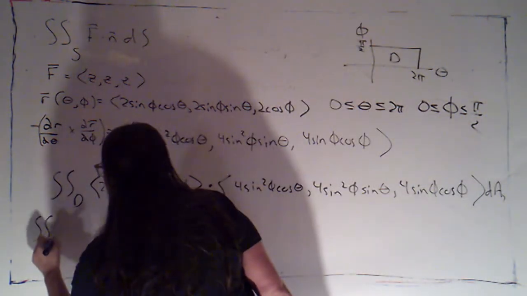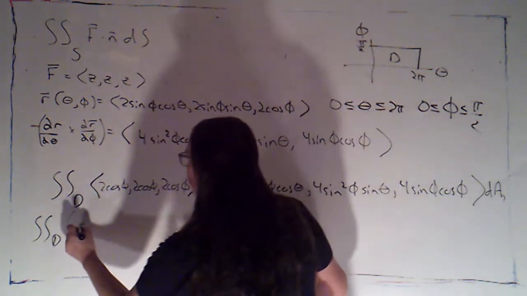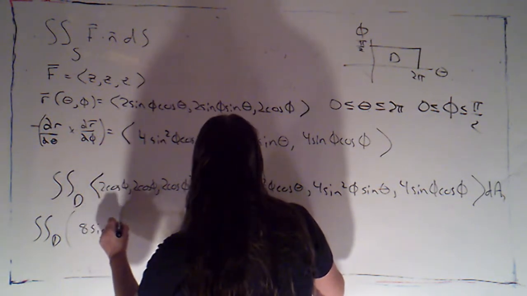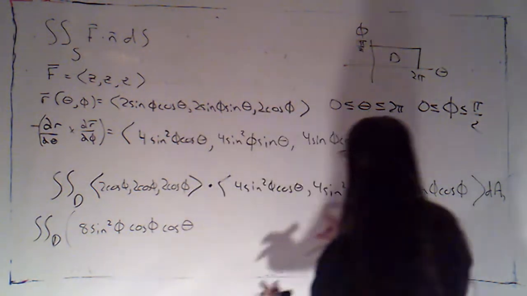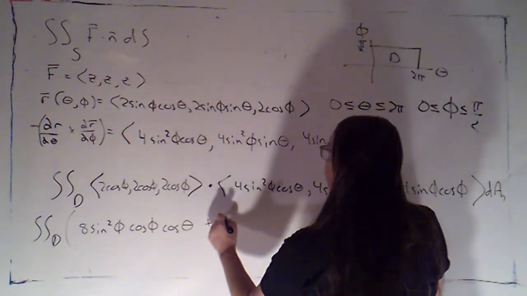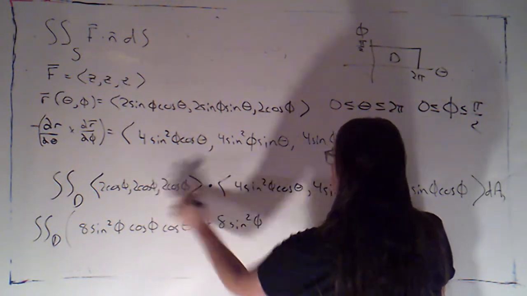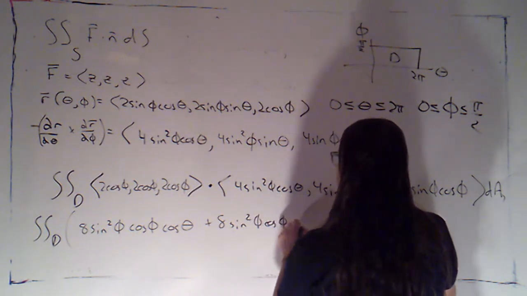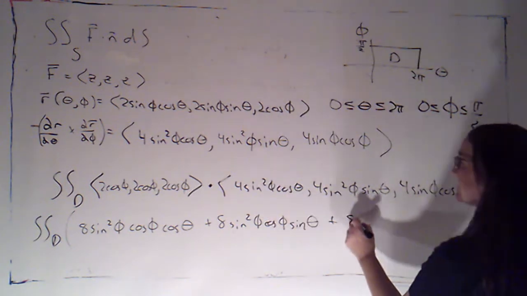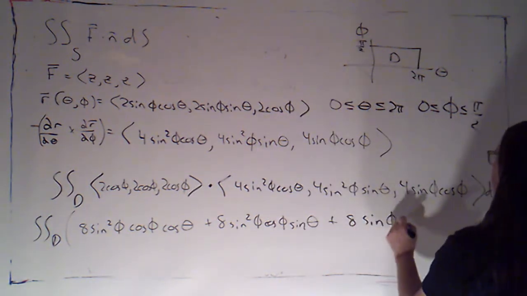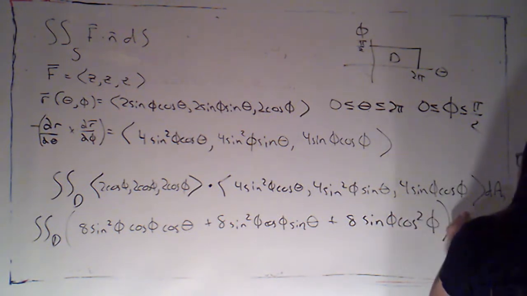So this is going to equal the double integral over D of, let's see, we're going to get 8 sine squared phi cosine phi cosine theta plus 8 sine squared phi cosine phi sine theta plus 8 sine phi cosine squared phi dA.